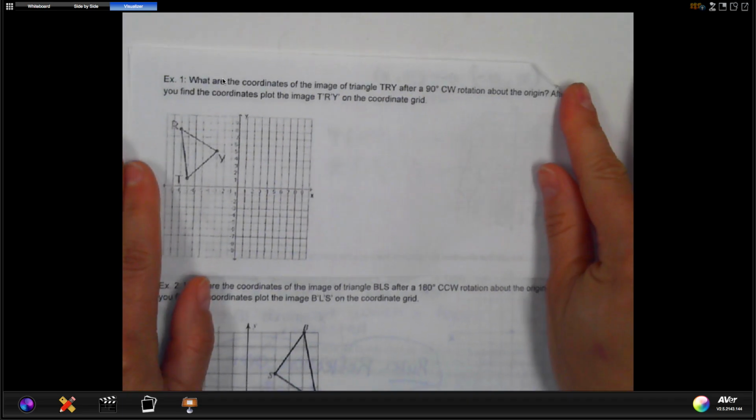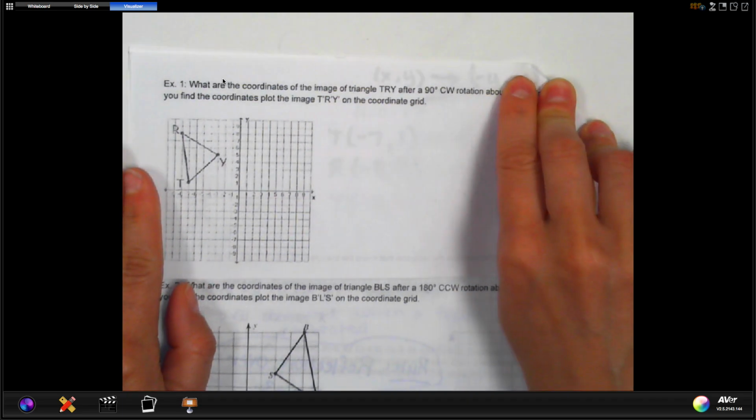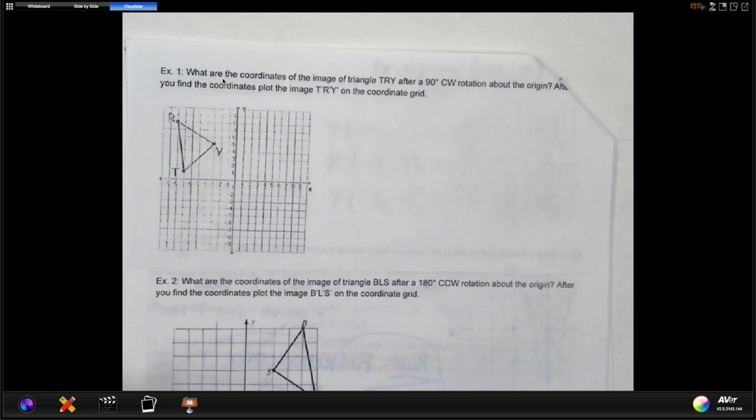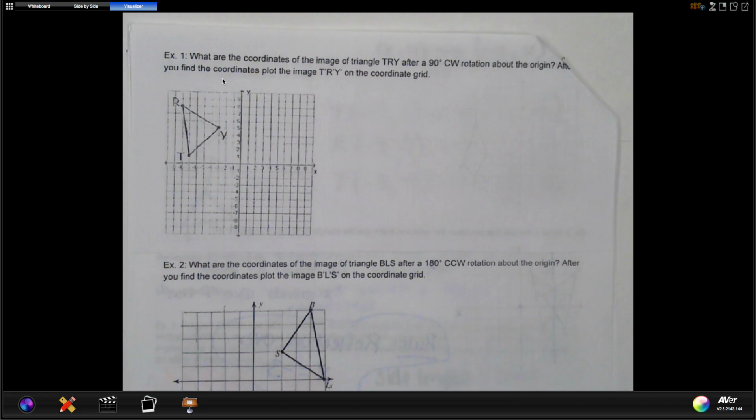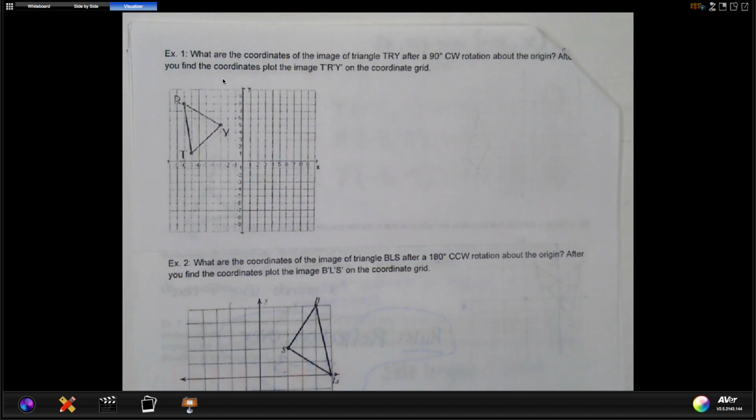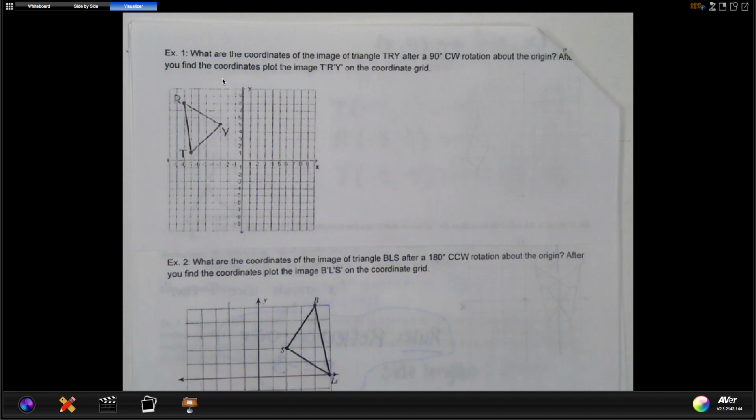Our example today, and let's see if I can focus that a little better, my apologies if it wasn't focused earlier. What are the coordinates of TRY after a 90 degrees clockwise rotation about the origin? After you find the coordinates, plot the image T prime, R prime, Y prime on the coordinate grid.